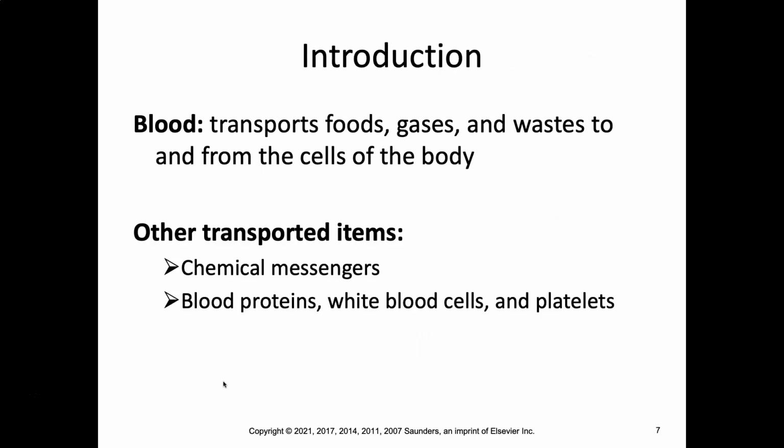Blood transports food, gases, and waste to and from the cells of the body. That's its purpose: it's a transport system. It carries all of those things. It drops them off, it picks them up. Other things that it can transport include chemical messengers, blood proteins, white blood cells, and platelets. Those are in addition to those things. It can also carry those others.